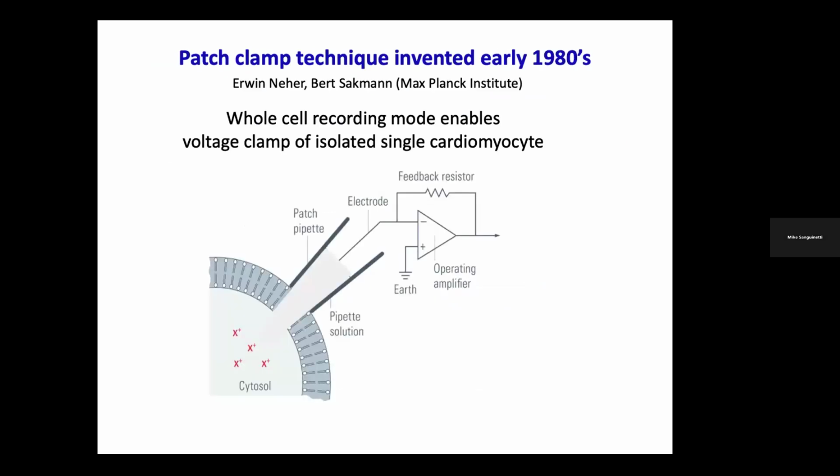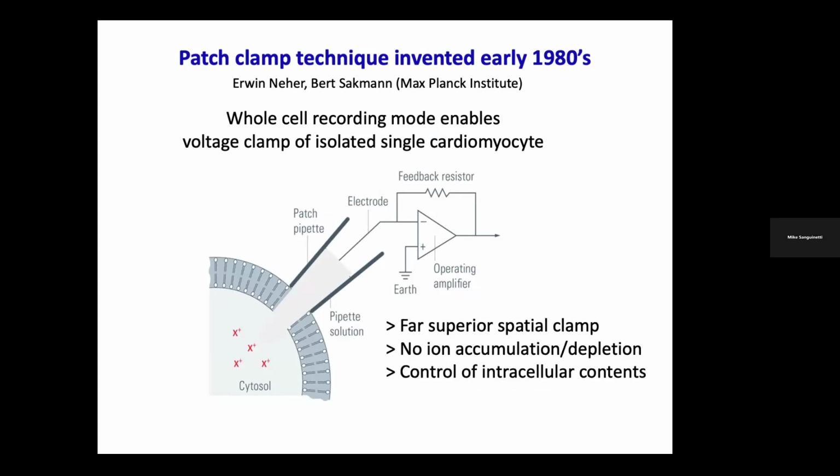And then in the early 80s, the voltage clamp technique was really advanced with the whole cell patch clamp technique, where you could put a pipette onto the membrane of a single cell, blow out that piece of membrane and have access to the intracellular componentry, but also have a wonderful spatial clamp, so you don't have the problem that multicellular preparations have. And also there's no ion accumulation or depletion. You can control the intracellular contents, since whatever you put in the pipette will now be inside the cell. And so this led to much more accurate and precise measurements of ionic currents.